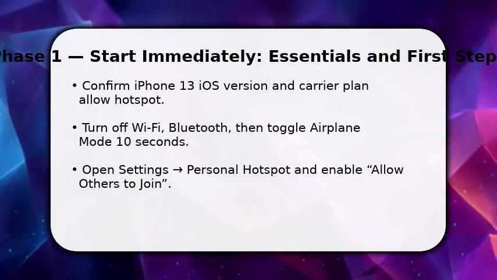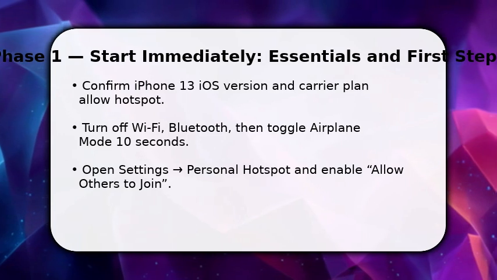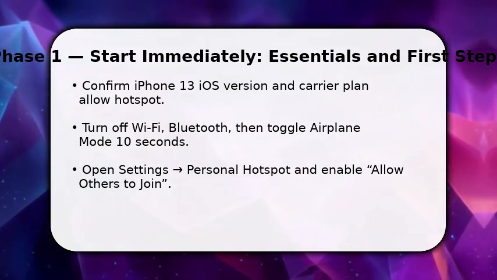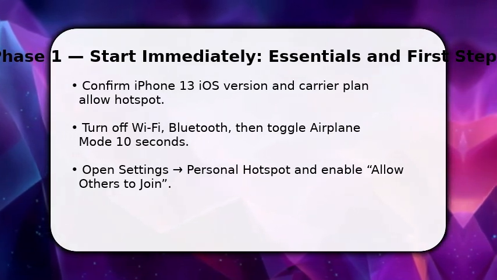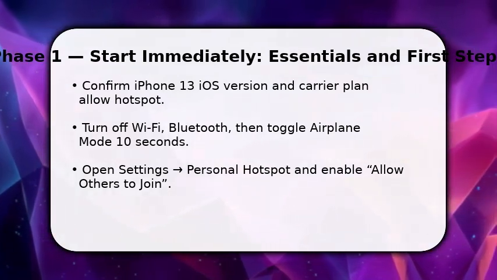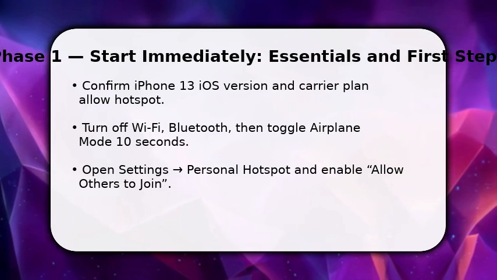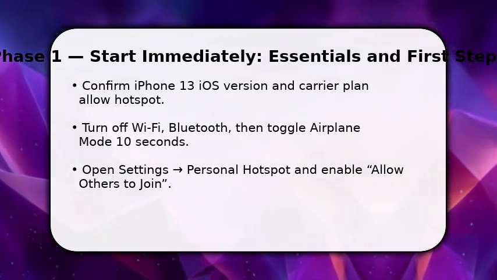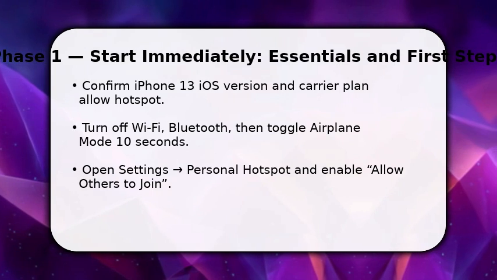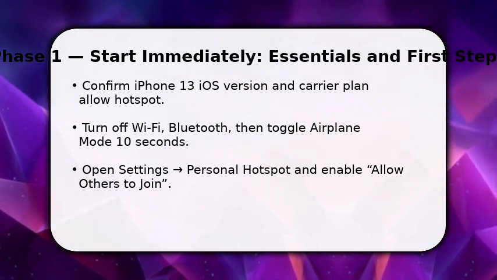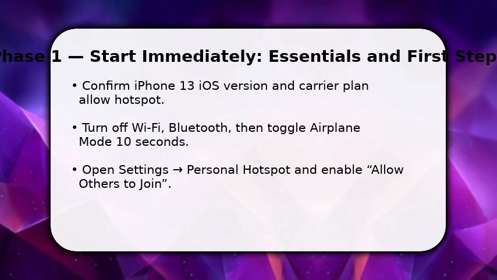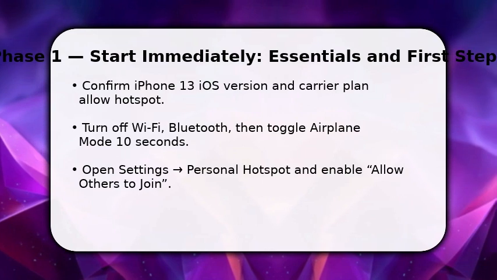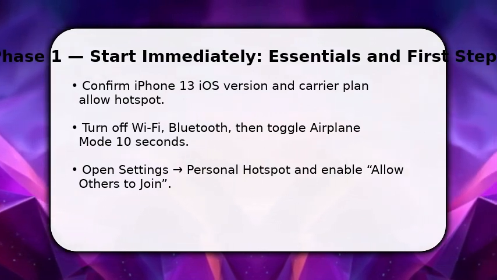You're starting with the essentials. Make sure the iPhone 13 has a current iOS and a carrier plan that permits tethering. First, turn off Wi-Fi and Bluetooth to avoid interference, then toggle airplane mode for about 10 seconds to reset radios. Once done, open Settings and go straight to Personal Hotspot. Enable Allow others to join and check the Wi-Fi password shown. This creates a fresh hotspot state and prevents common conflicts before deeper troubleshooting.